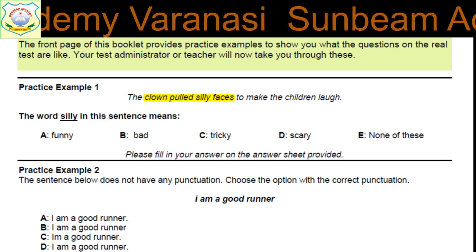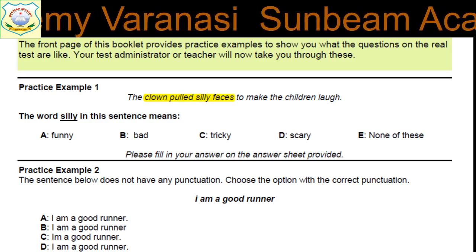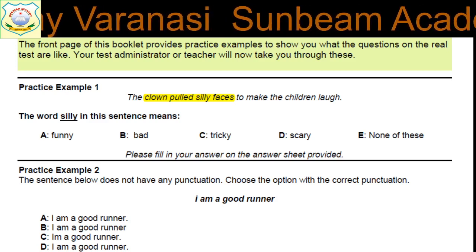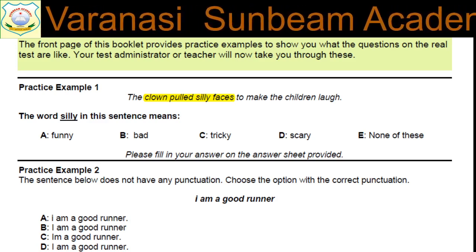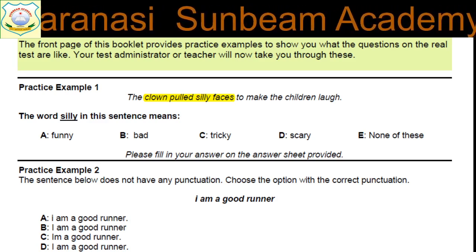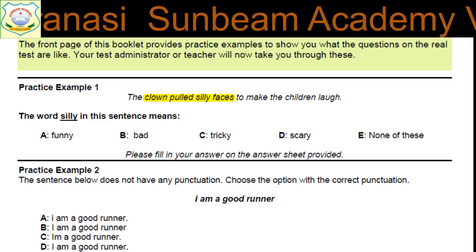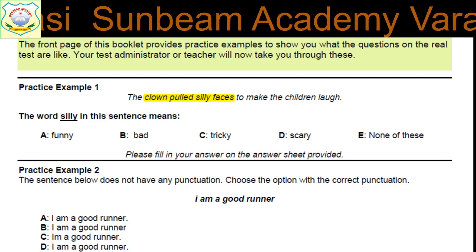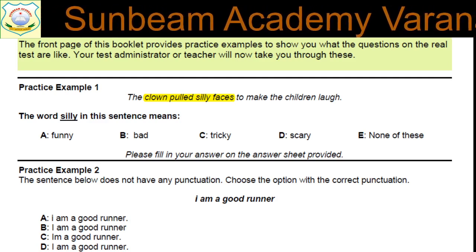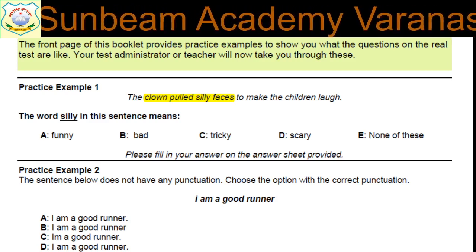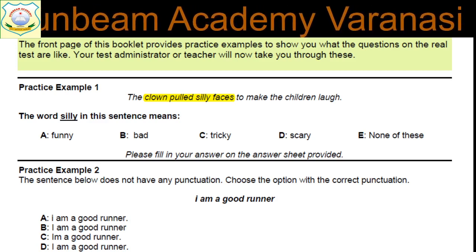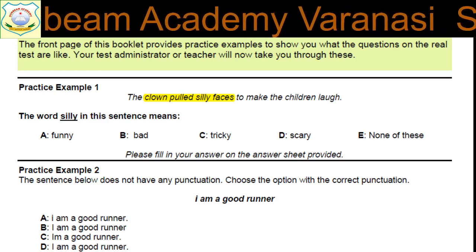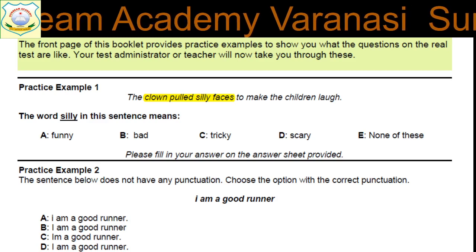So children, please answer me in the chat box immediately. The question is: the word silly in the sentence means. Please children, only answer A, B, C, D, E. Which one? I'm waiting for your responses, children.